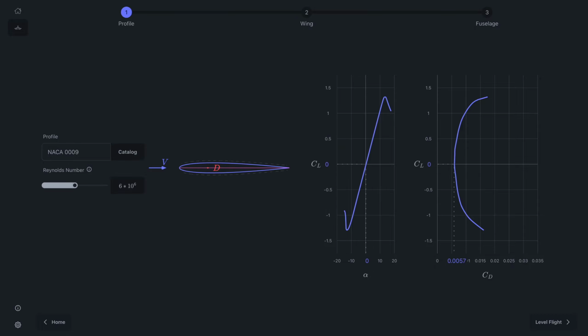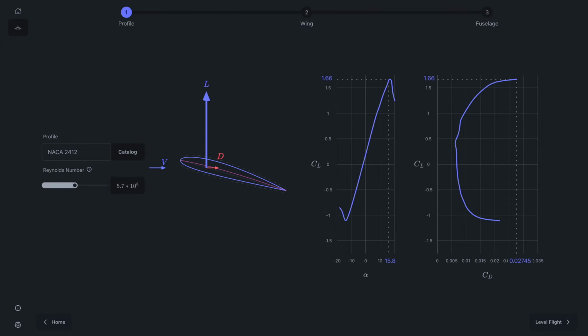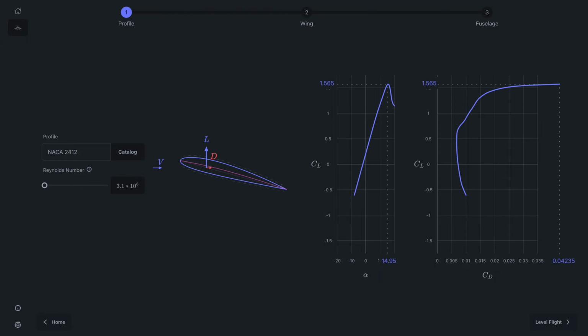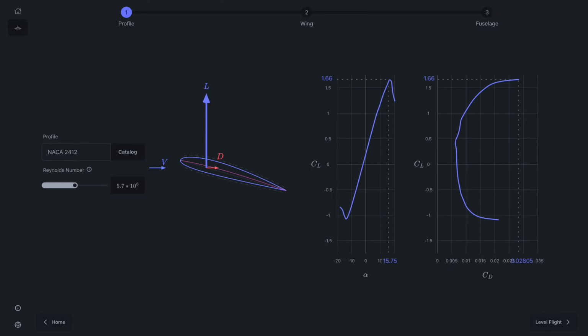Another crucial factor to consider is the Reynolds number of the flow. It's a dimensionless value that predicts whether a fluid flow is turbulent or laminar. It can completely change the characteristics of the airfoil. In a slower flow, the coefficient of drag gets bigger due to a higher influence of the friction drag on the total drag force of the airfoil.